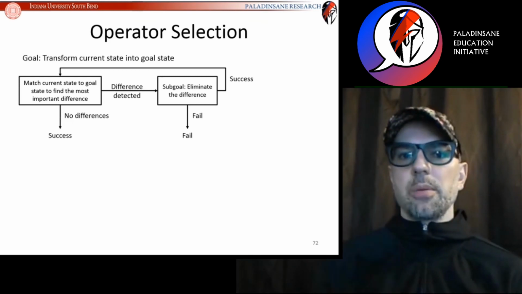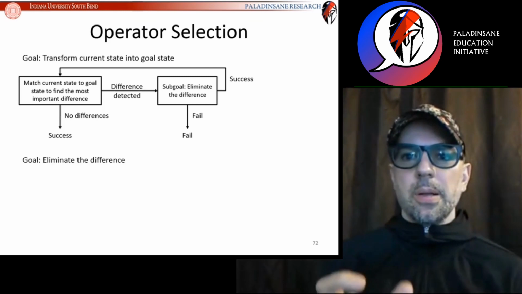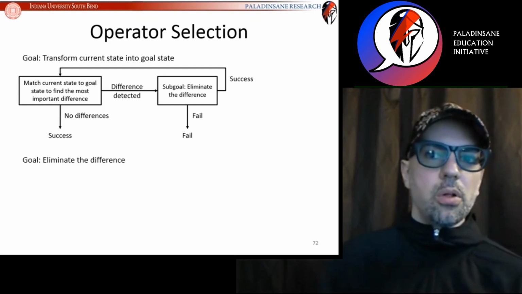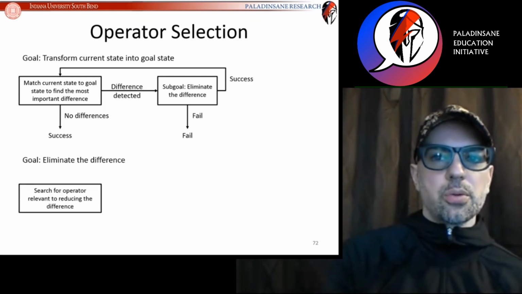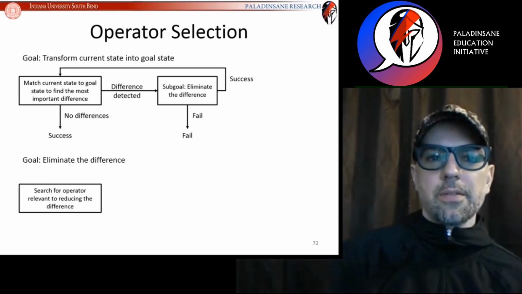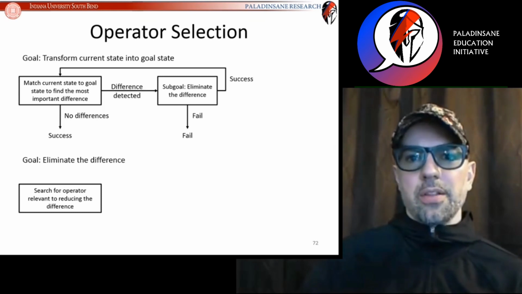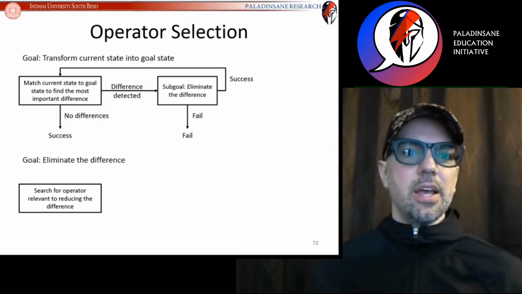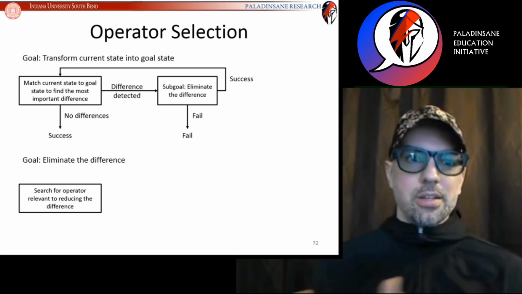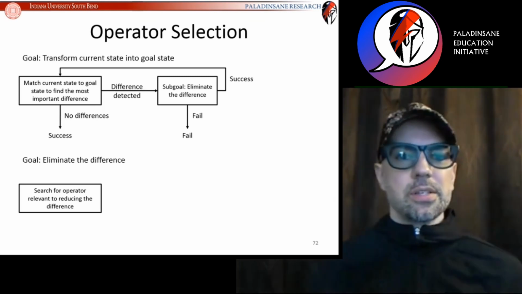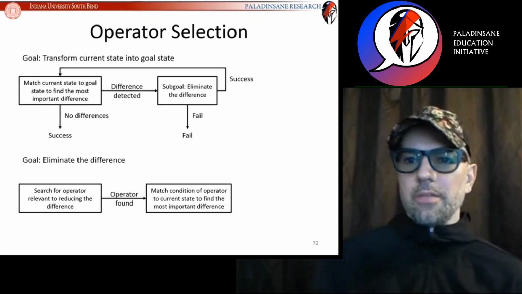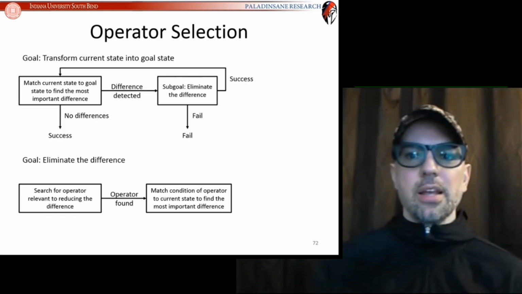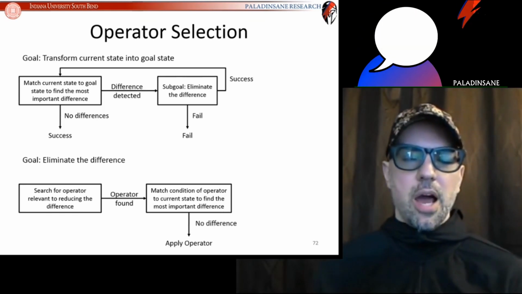So now you have a sub-goal to eliminate that difference. And what do you do with that sub-goal? Well, you do basically the same thing. You search for an operator to reduce the relevant difference. You search for an operator that can reduce this difference. Basically, you try to match your current state to the goal state to reduce a difference. If you find that operator, then you match the condition of your current state to the goal state. If there's no difference, you apply that operator.